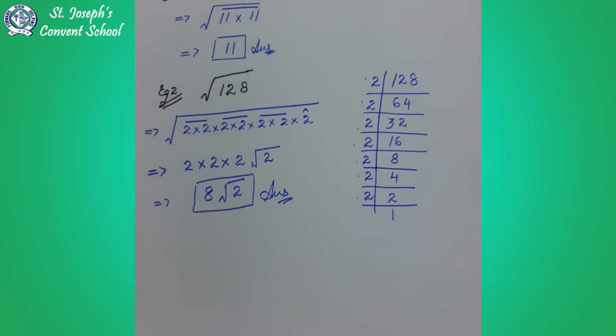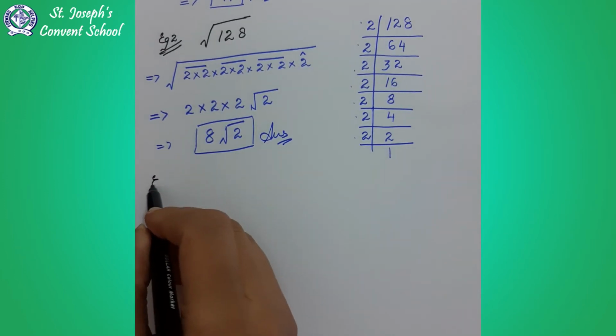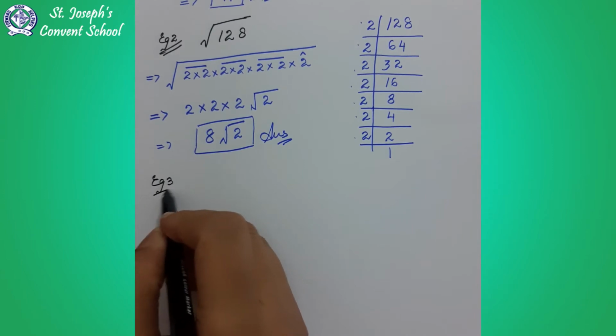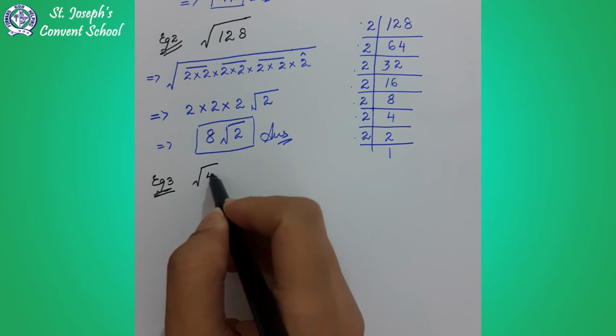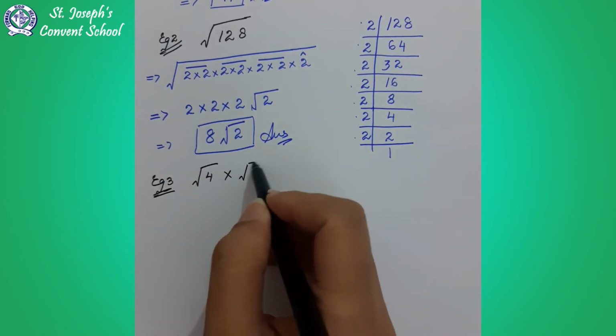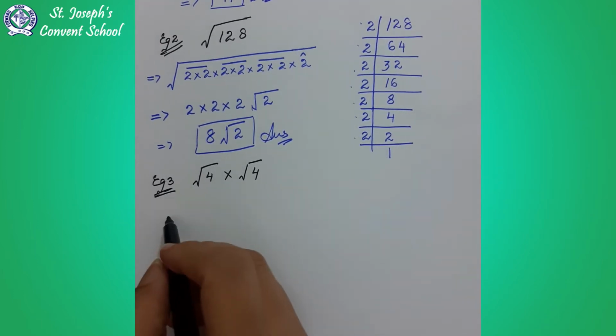Let's do the next example. If the question is to find root 4 into root 4, you can see that both terms are the same. Both are 4 and 4. So how to solve it? Let's solve it.